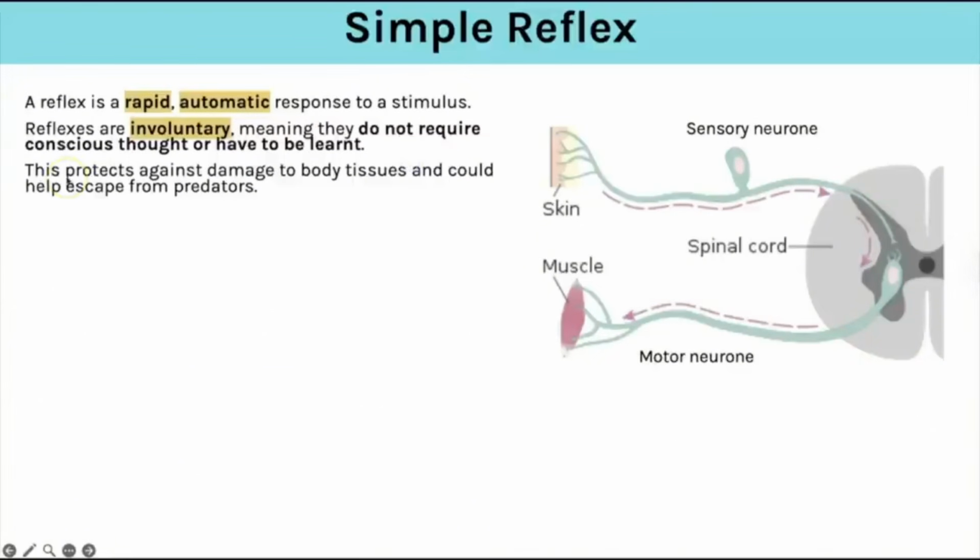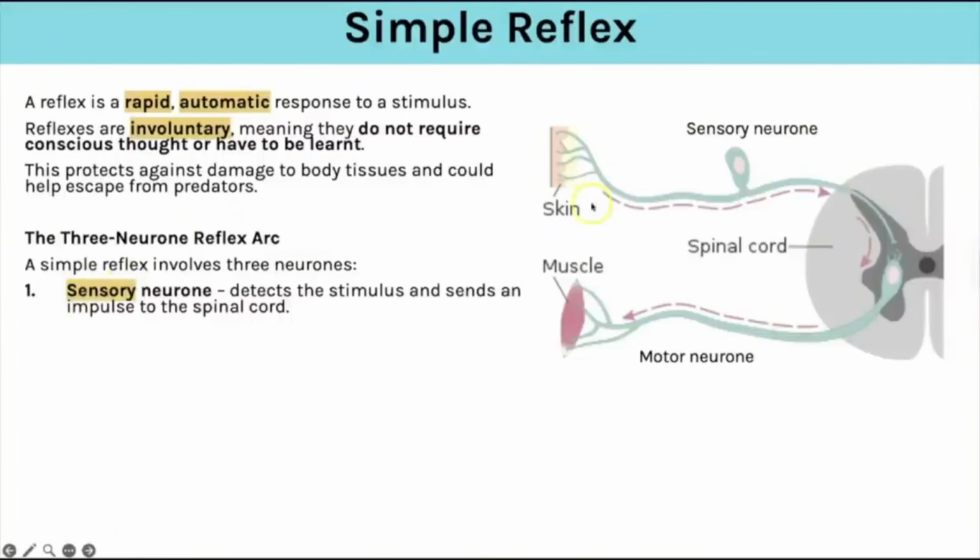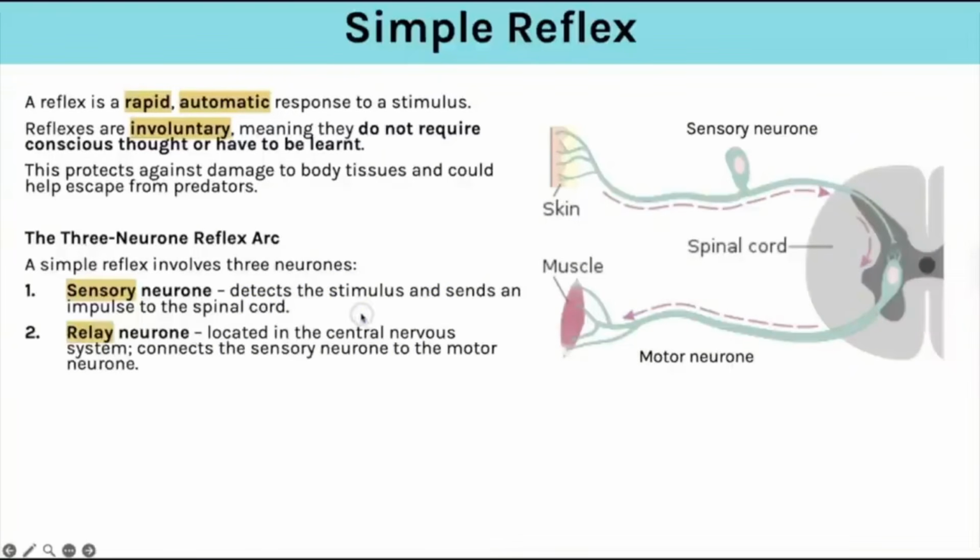And the point of a reflex is it protects against damage to body tissues, and it could also help you to escape from a predator. There are 3 neurons in a reflex arc, so it's very, very simple. You have the sensory neuron, which is going to be connected to the receptor. That detects a stimulus and sends an impulse to the spinal cord.